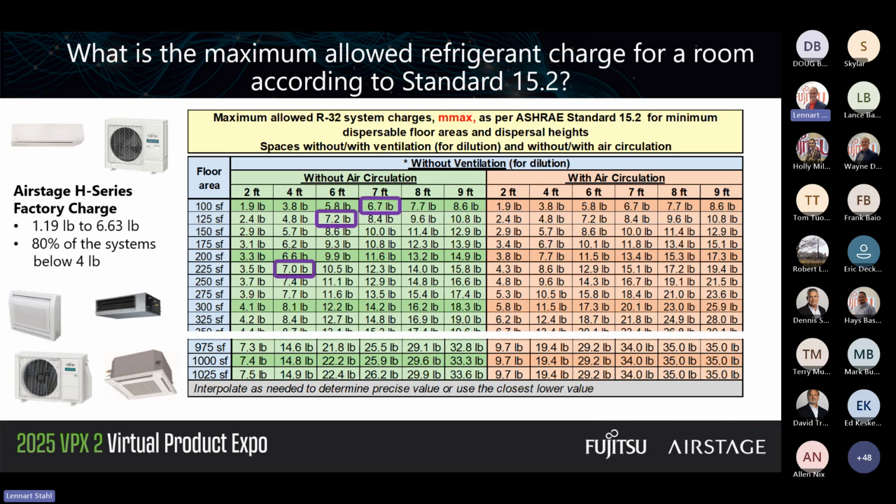If it's a little less, let's say it's 6 feet, then the room needs to be 125. And it continues down. If it's only 4 feet for some reason, that dispersal height, then the room needs to be 225. So that's a practical way to use this table. You can go in and see what's reasonable in my case.